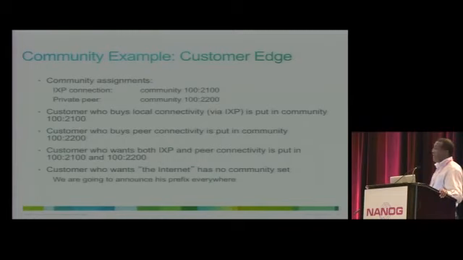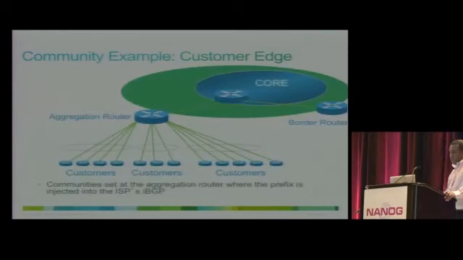And customers who buy private peering as well will receive the 2200 community. But customers who buy the whole internet will not get a community, which means they will send to the whole internet. So that's how these three different types of customers are implemented. Using community simplifies that configuration. Otherwise, you have to classify each prefix of the customer, and doing that will not be scalable.